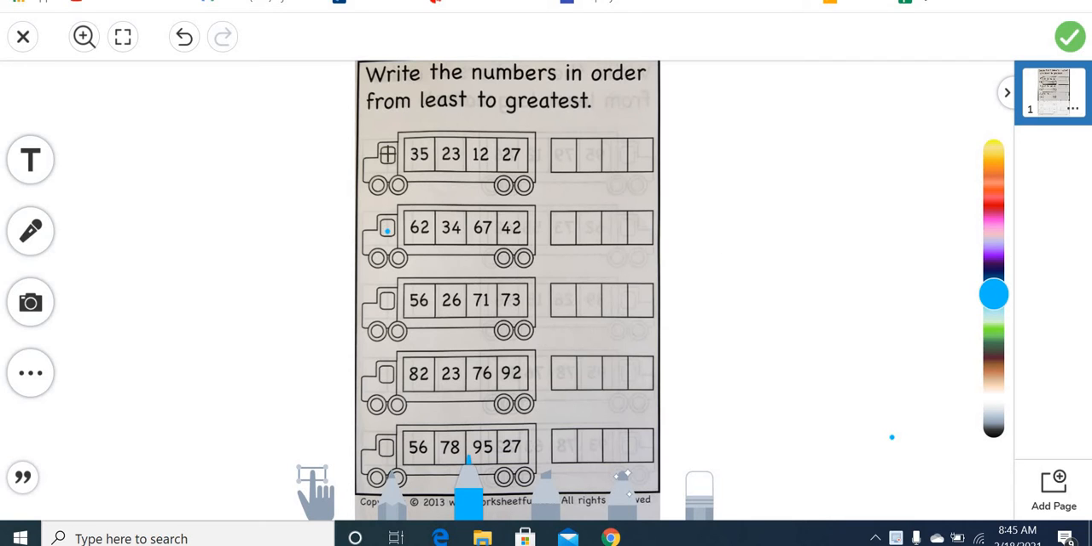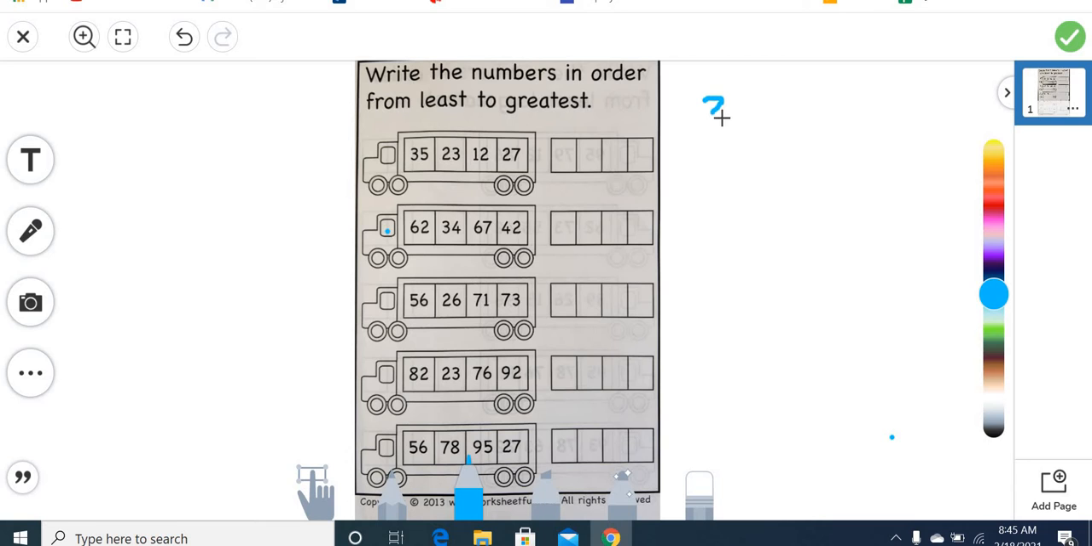When you do this activity, you can use your rods and dots on a separate sheet of paper, or you can use your 120s chart, whatever you need to do to help you order these from least to greatest. So let's go ahead and do the first one. I'm going to use my rods and dots because I know that's super helpful for me. So I can do this over on the side.